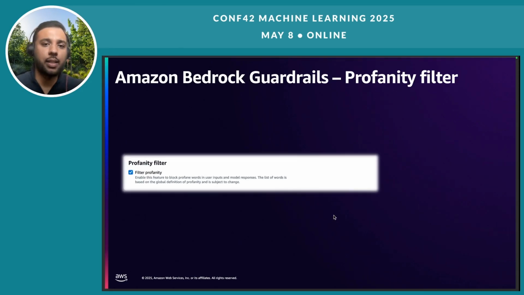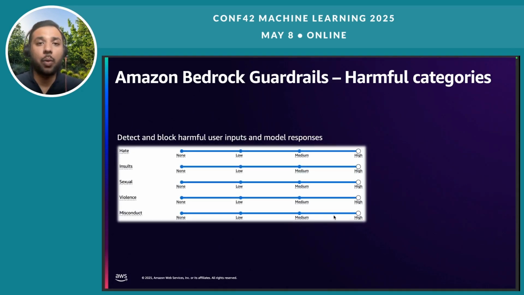Next one is the profanity filter. Enabling this feature can block profane words in user inputs and also in model outputs as well. Enabling and tweaking this feature can help you in remediating that. Another important one is the harmful categories. We have different harmful categories such as hate, insults, sexual, violence, and misconduct. And you also have the option to tune it based on your requirement.